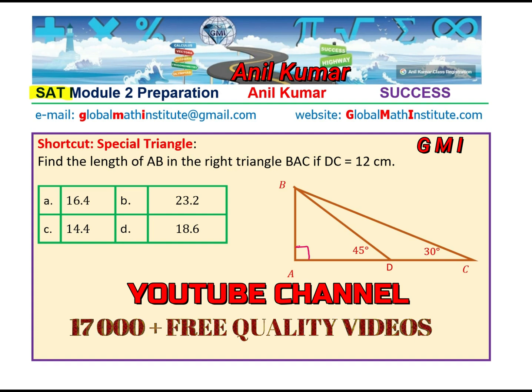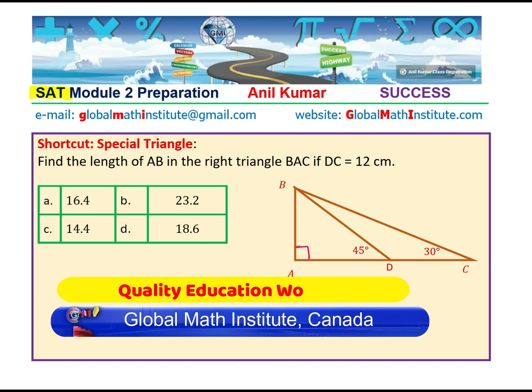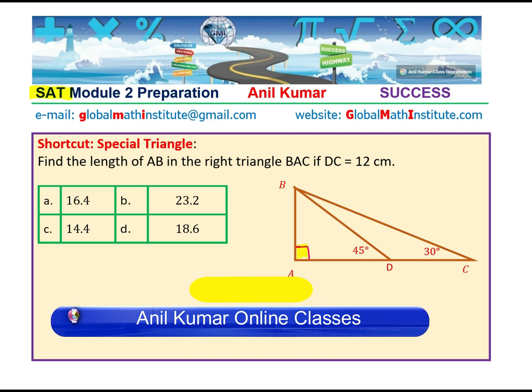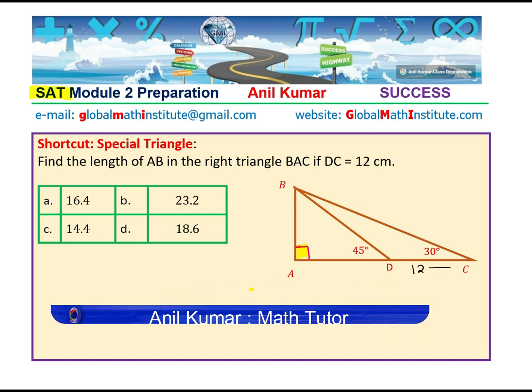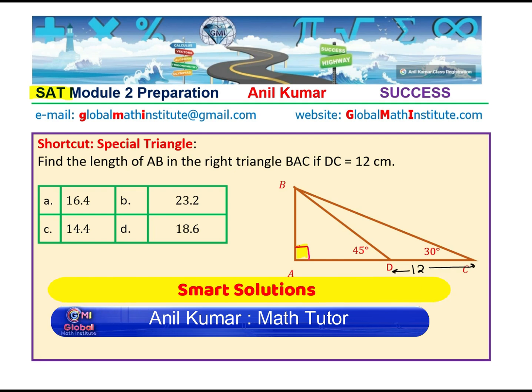The question here is: find the length of AB in the right triangle ABC, with 90 degrees at A. If DC is 12, so D to C is 12, this length is 12. And we need to find AB, which is x. Four options are given to us. We are going to follow different strategies to solve this particular problem, and at the end, we are going to discuss a shortcut strategy which can help you answer the question in less than a minute. Makes sense, right?